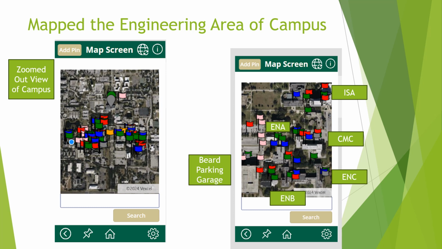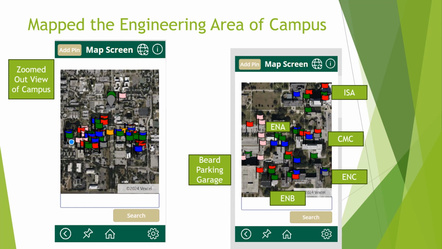All these different flags and map pins are different accessibilities that are color coded so that users can know which pins mean what accessibility. Furthermore, on the right side, you'll see a more zoomed in map showing the engineering area of the campus. The left side is the Beard Parking Garage. All the main buildings of the engineering area are labeled.